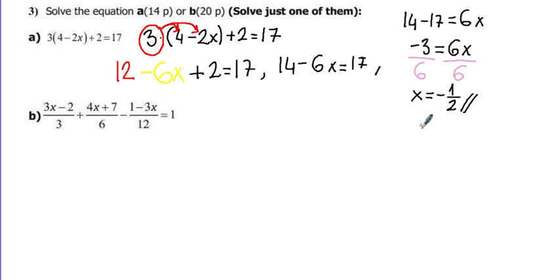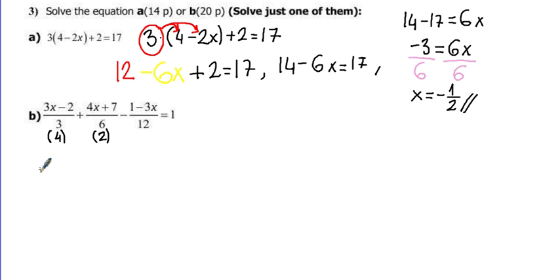This is the solution of A. What about B? We have 3x minus 2 over 3 plus 4x plus 7 over 6 minus 1 minus 3x over 12 is equal to 1. We have addition and subtraction of fractions, and what we do, equal denominators. Here 3, 6 and 12, we see that the common denominator is 12. So I multiply the first fraction by 4 and the second by 2, the third one I don't make any change.